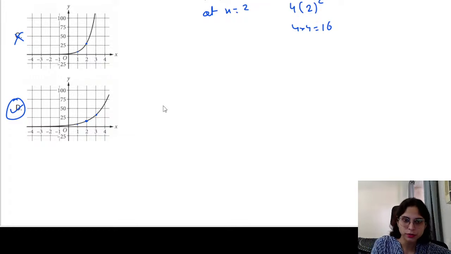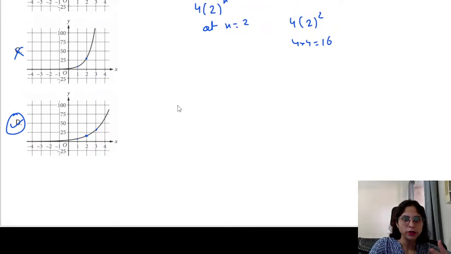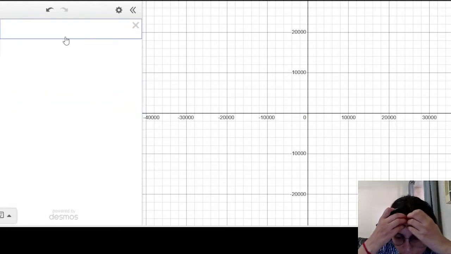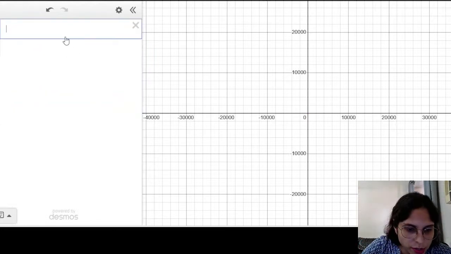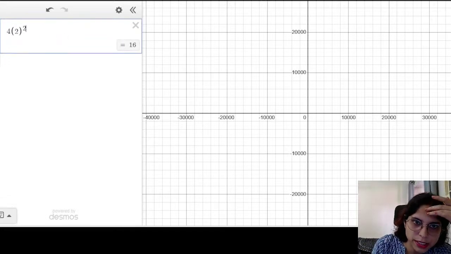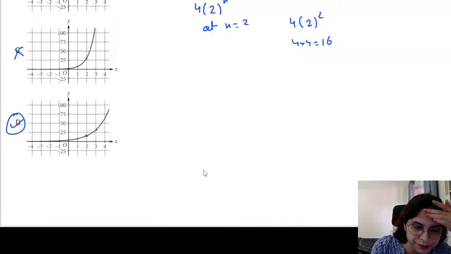Got it? So you can manually get the value at 2 as well, or you can just go to Desmos and get the value at 2 as well. Next one is question number 68. And in Desmos, instead of getting the entire table, because the 2 is a deciding factor, we can also do 4 times 2 squared. You will get 16, that is less than 25.